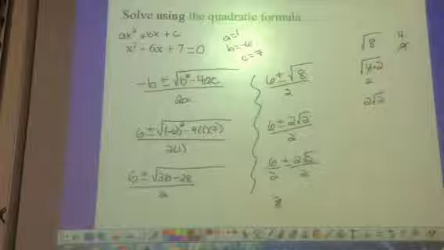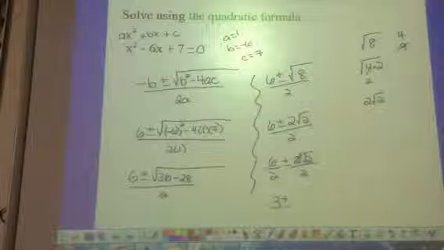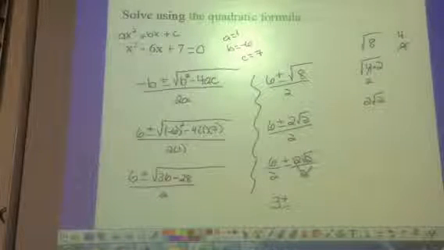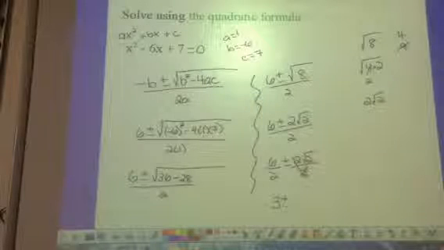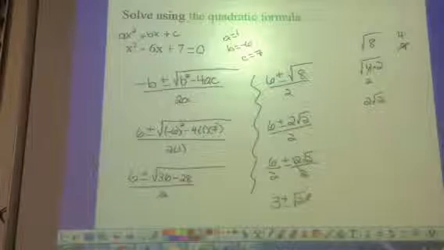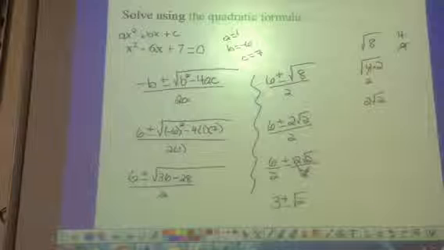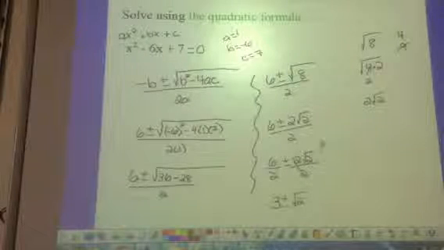6 over 2 is 3 plus or minus 2 root 2 over 2 is going to simplify to just a root 2, because these 2's right here are both whole numbers. They make 1, and this guy's left over.